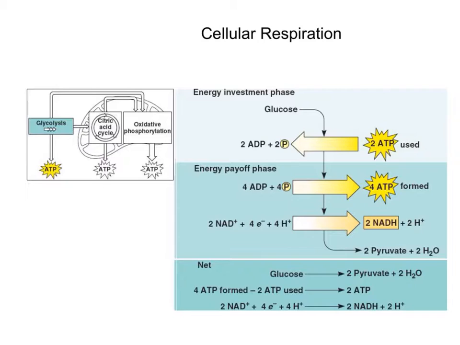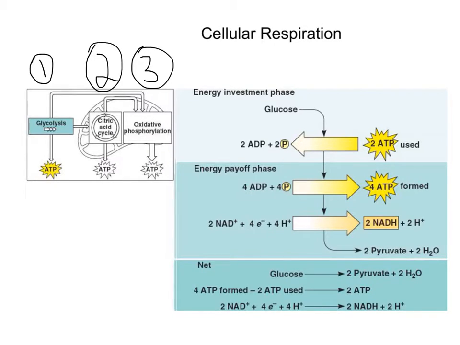As we look at the process of cellular respiration, there's 3 steps. There's glycolysis, which is the first step in cellular respiration. There's a citric acid cycle, which is the second step. And the third step is oxidative phosphorylation. We'll understand the terms a little bit better as we hit each one of these 3 steps.